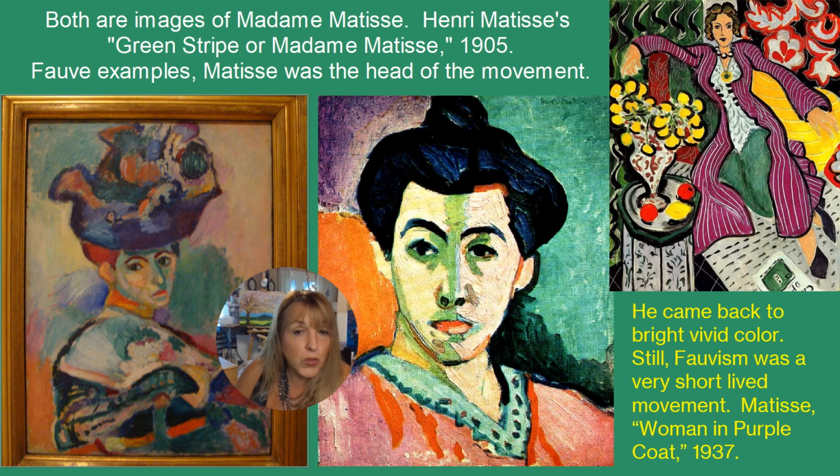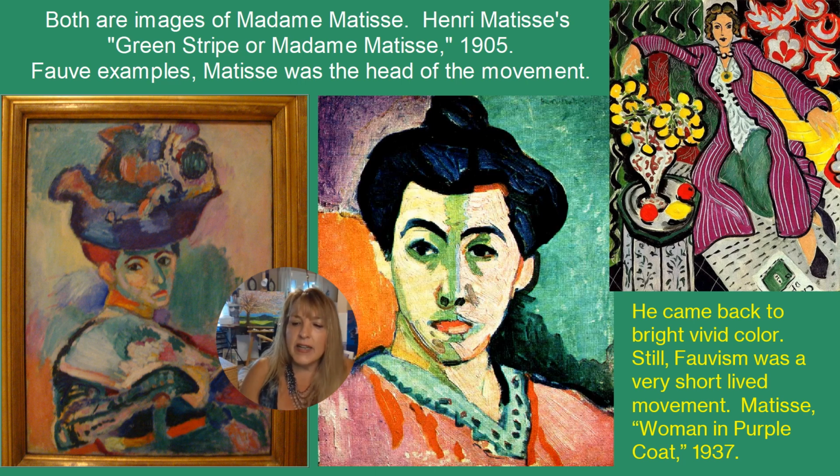So both of these images are Madame Matisse. She got kind of used to being shown like this. I don't know that she was always delighted, and sometimes she was in fact mortified when she would be painted like this. But I think she kind of learned to go with it. And so Henri Matisse, Green Stripe, or Madame Matisse, 1905. So these are both fauve examples.